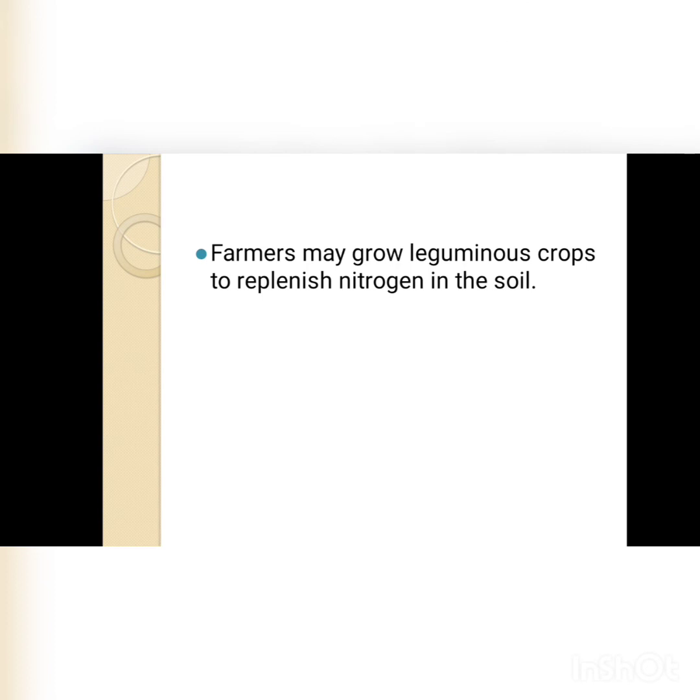Now the second thing is that farmers may grow leguminous crops to replenish the nitrogen in the soil. In the earlier video we discussed nitrogen fixation, how plants fix nitrogen with the help of rhizobium bacteria. So the soil gets nitrogen through this process, in which rhizobium help fulfill the nitrogen requirement.